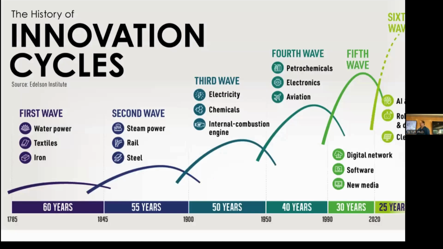It's happened a couple times. So first, the Industrial Revolution started, we get water power, textiles, and iron. That leads to steam, rail, and steel. That leads to electricity, chemicals, and internal combustion engines. That leads to plastics, electronics, and aviation. That leads to digital networks, software, and media. And now we are in this sixth wave of those innovation cycles with AI and Internet of Things, robots and drones, and this clean tech, the non-renewable energy-based tech.